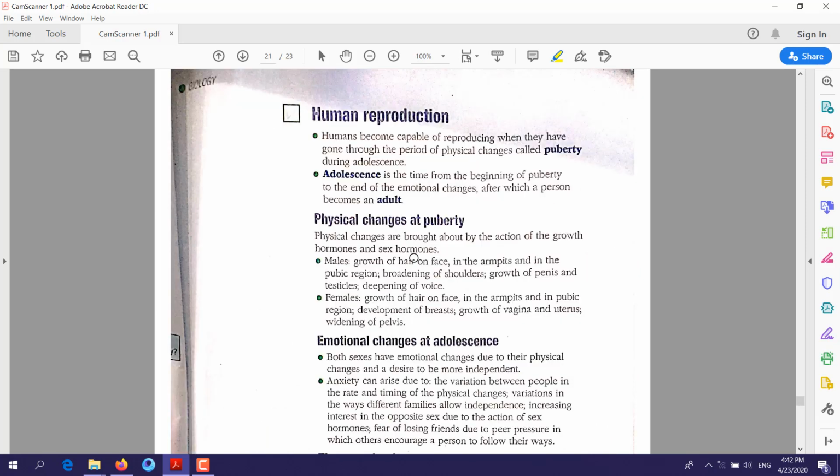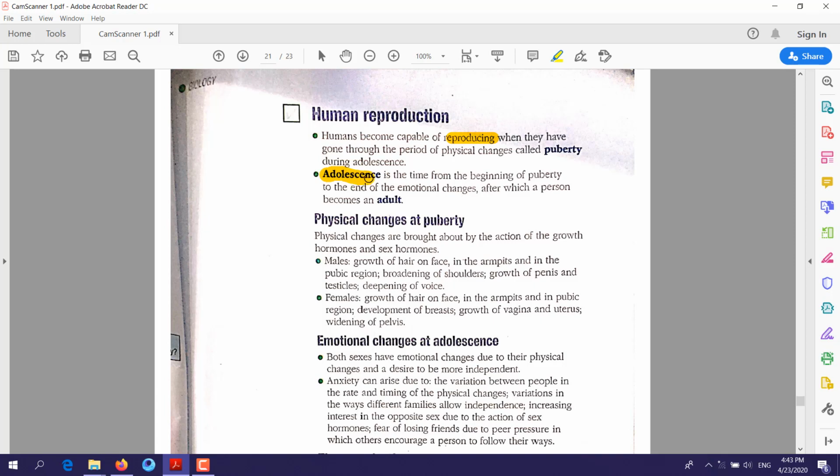Human reproduction is the main way, or the best way, to save our species from extinction. Humans become capable of reproducing when they have gone through a period of physical change called puberty during adolescence. Puberty is a stage in our life in which many physical changes happen to our bodies.